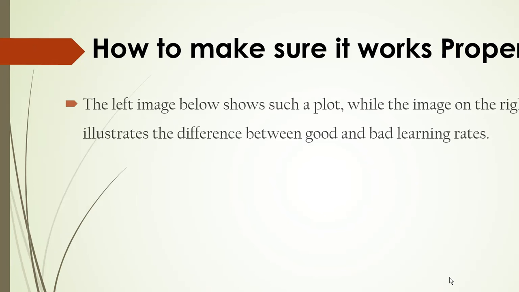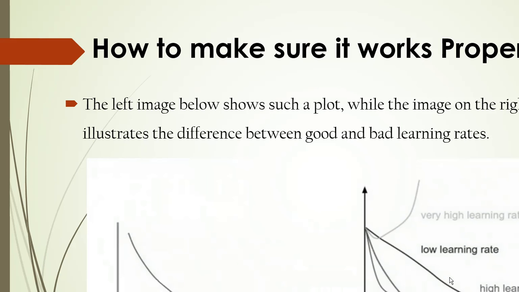Okay, so the left image which I have shown in the last slide shows such a plot, while the image on the right illustrates the difference between good and bad learning rates. So these images can also help us determine good and bad learning rates. Here the left image shows a plot and the right image illustrates the difference between good and bad learning rates that I have marked here by the black lines.